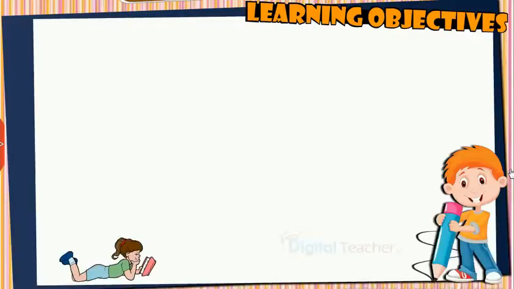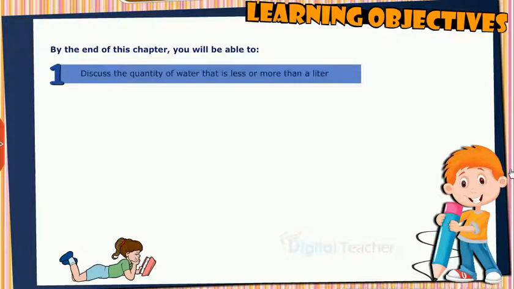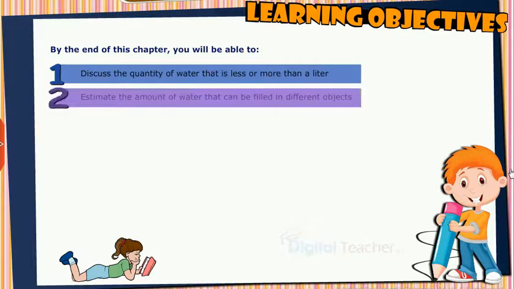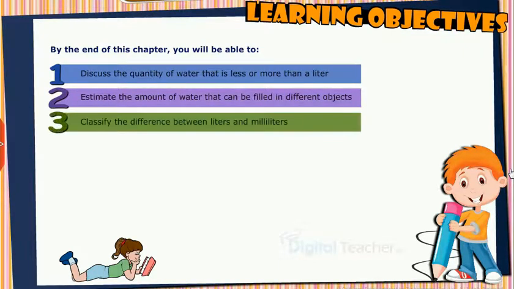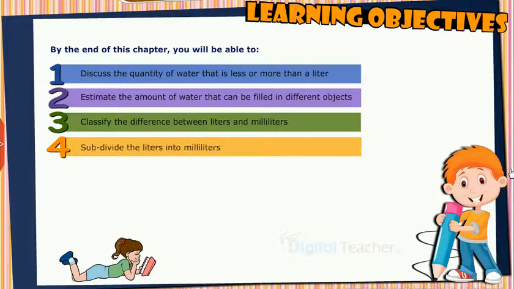Learning objectives. By the end of this chapter, you will be able to discuss the quantity of water that is less or more than a liter. Estimate the amount of water that can be filled in different objects. Classify the difference between liters and milliliters. Subdivide the liters into milliliters.